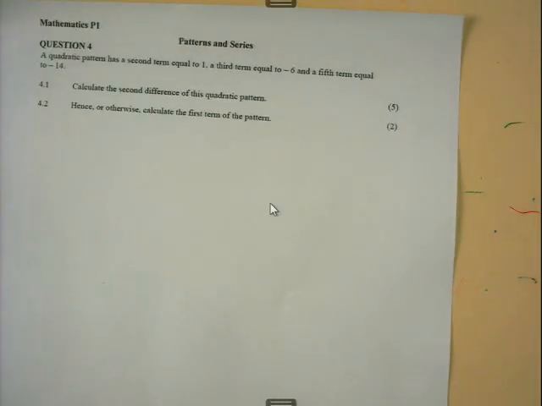Right, now we have another question here. That is question 4. Boys and girls, they are saying here a quadratic pattern has a second term equal to 1, a third term equal to minus 6, and the fifth term is equal to minus 14. Now I'm interested in 4.1. You must calculate the second difference of this quadratic pattern. I'm happy, we are also told that this is a quadratic pattern.